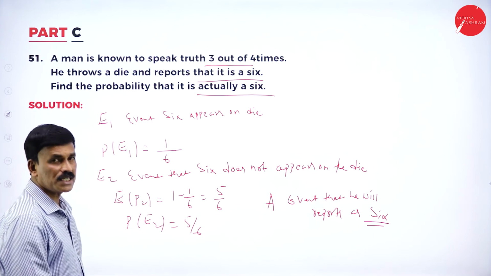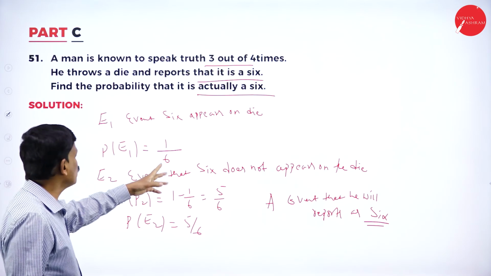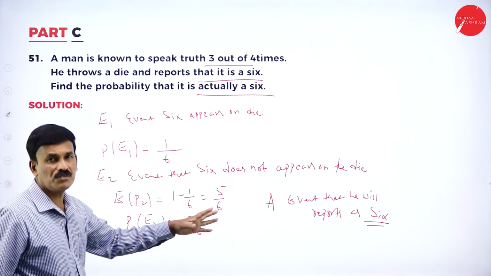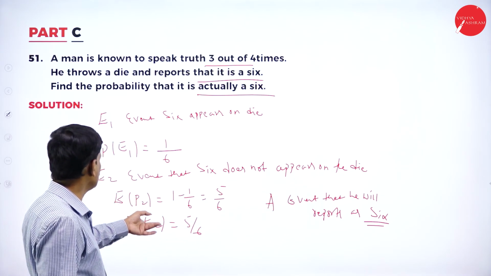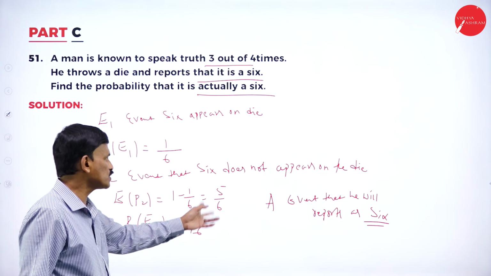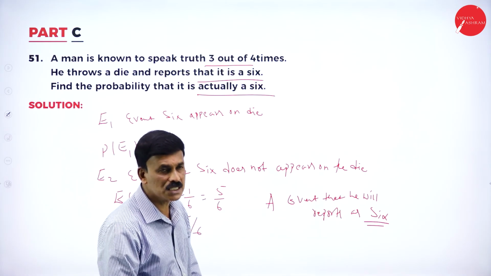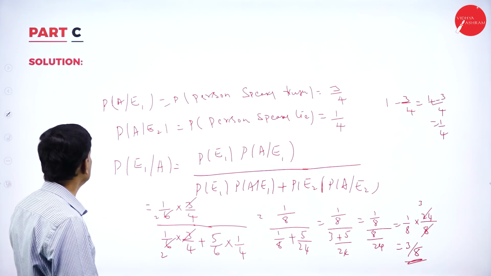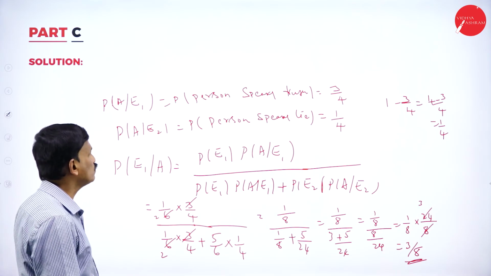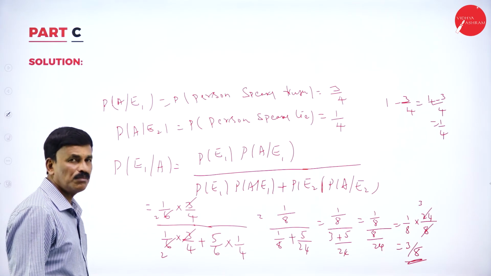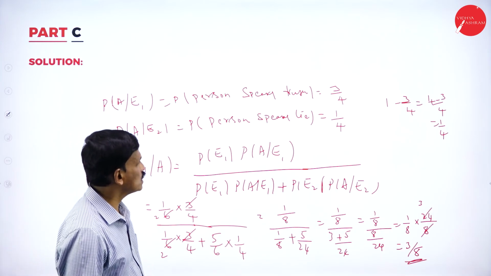See here. Suppose let us define an event E1 that actually a 6 appears on the die. Therefore, the probability of the event is 1 by 6. Now, let us define E2 as the event that the 6 does not appear on the die. Therefore, the probability of E2 is equal to 1 minus 1 by 6, which is 5 by 6. Now, let us define an event A that the person will report it as a 6. So, what is given here as condition? The probability of A given E1, that the person speaks truth, is 3 out of 4, 3 by 4. The probability of A given E2, which means the person will not speak the truth, is 1 by 4, that is 1 minus 3 by 4 is 1 by 4.